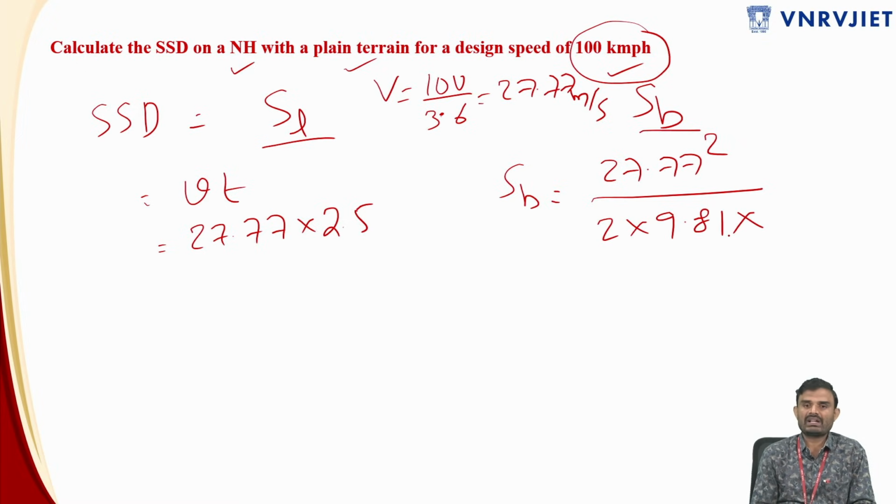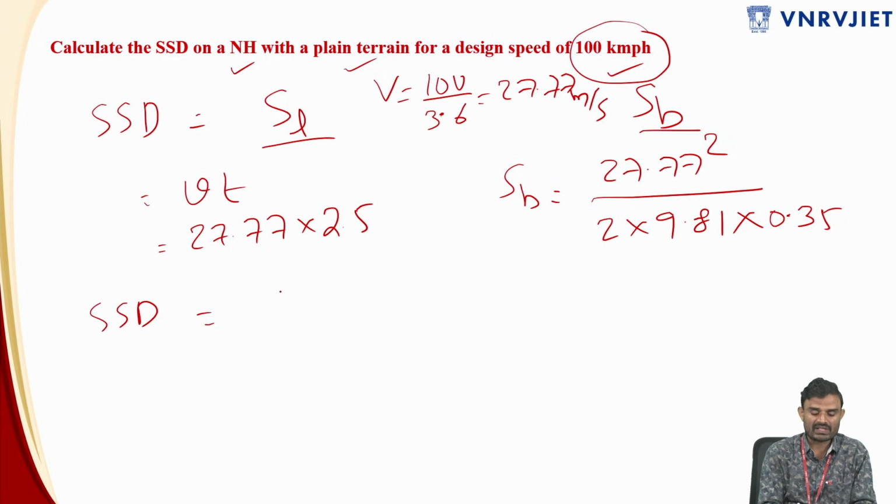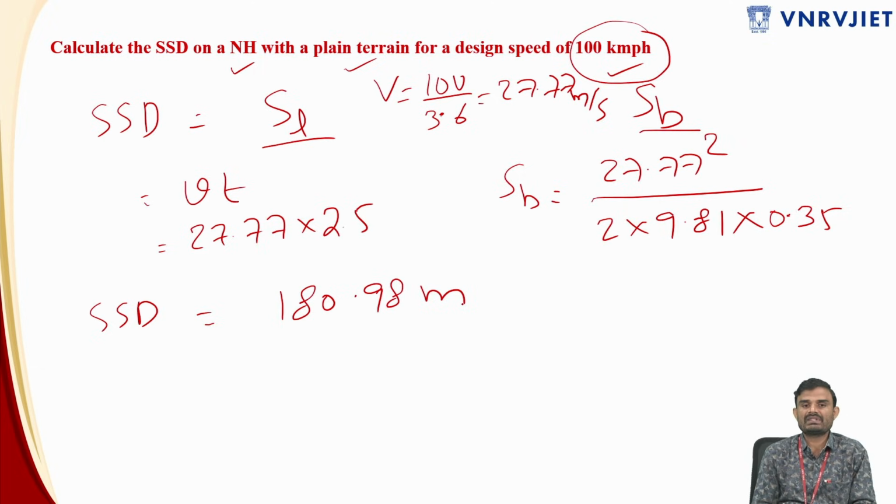As the speed of the vehicle is greater than 100 kmph, we are going to have a lesser value of longitudinal coefficient of friction, which is 0.35. Once you calculate the value of braking distance and the lag distance, you are supposed to get the value of stopping sight distance as a whole put together, which is somewhere around 190.98 meters. So this is the stopping sight distance required when the vehicle is traveling at 100 kmph on a given national highway on plain terrain.